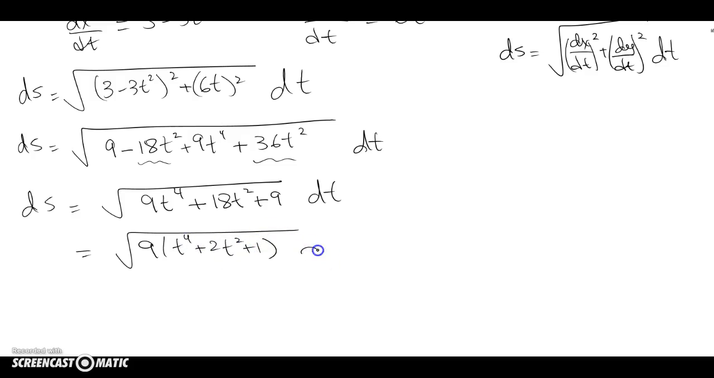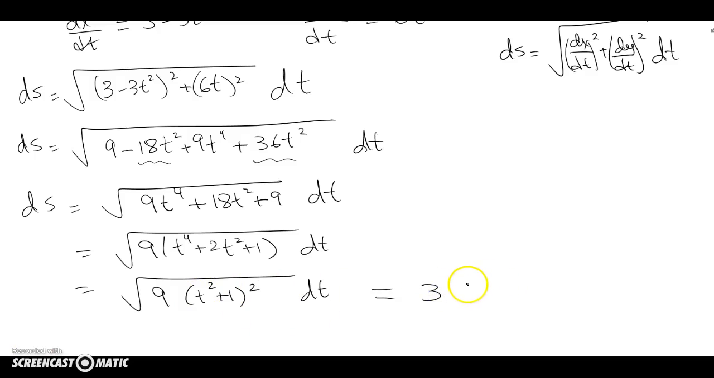And once we do that, it looks like I have a nice binomial squared, because t squared plus 1 quantity squared will get me back to this trinomial. And that simplifies to 3, just t squared plus 1. I have square root of 9 and square root of this guy, which happens to be a positive quantity. So we got our ds. Let's go put it back in.